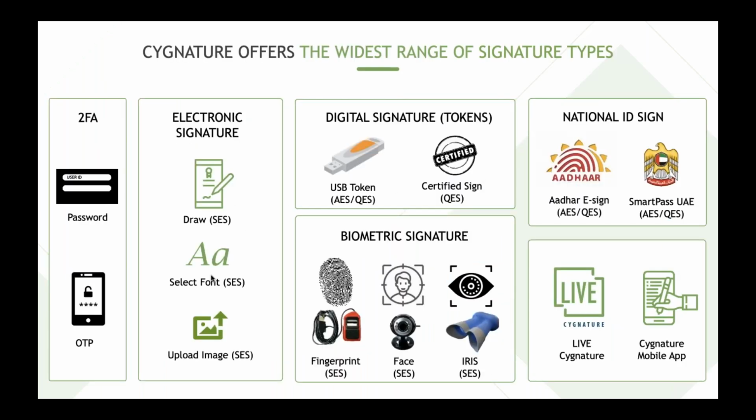Why we're saying signature offers the widest range of signature types is, you can see here that we have so many types of signature. Electronic signature basic, then the digital signatures where you're using USB tokens and certified sign. National ID signing, where we have Aadhaar e-sign for India, and for UAE we're coming up with that. Biometric signature, we have fingerprint, using a fingerprint device. You can sign a document using your face and a webcam, and you can sign using your eyes also, using an iris device.